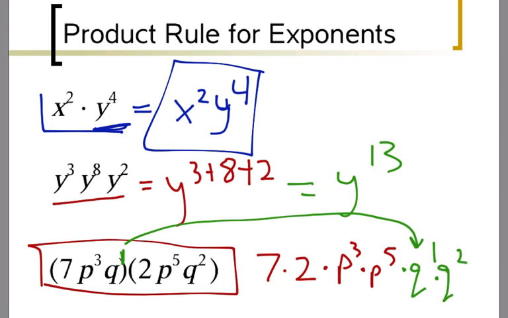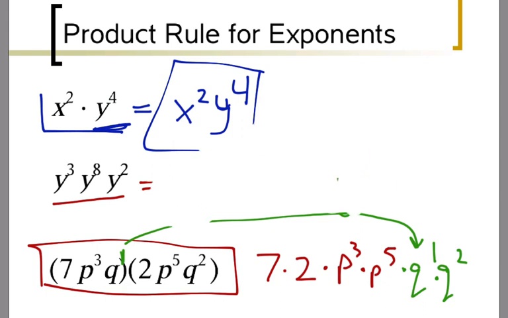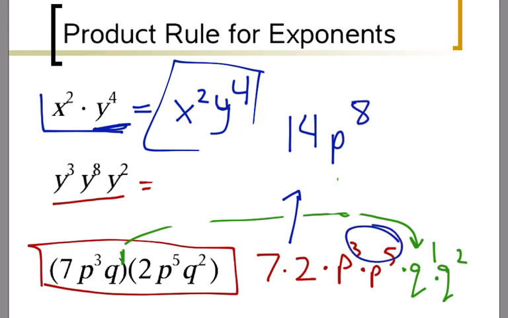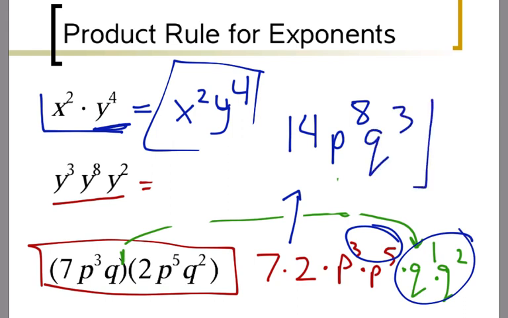And so you go ahead and multiply the 7 times the 2, and so, okay, I did a little erasing there, so 7 times the 2 gives me 14, and then p to the 3 plus 5, so I add those to get 8, and then times q to the 1 plus 2, which is q to the 3rd. And that's your answer for this third problem.